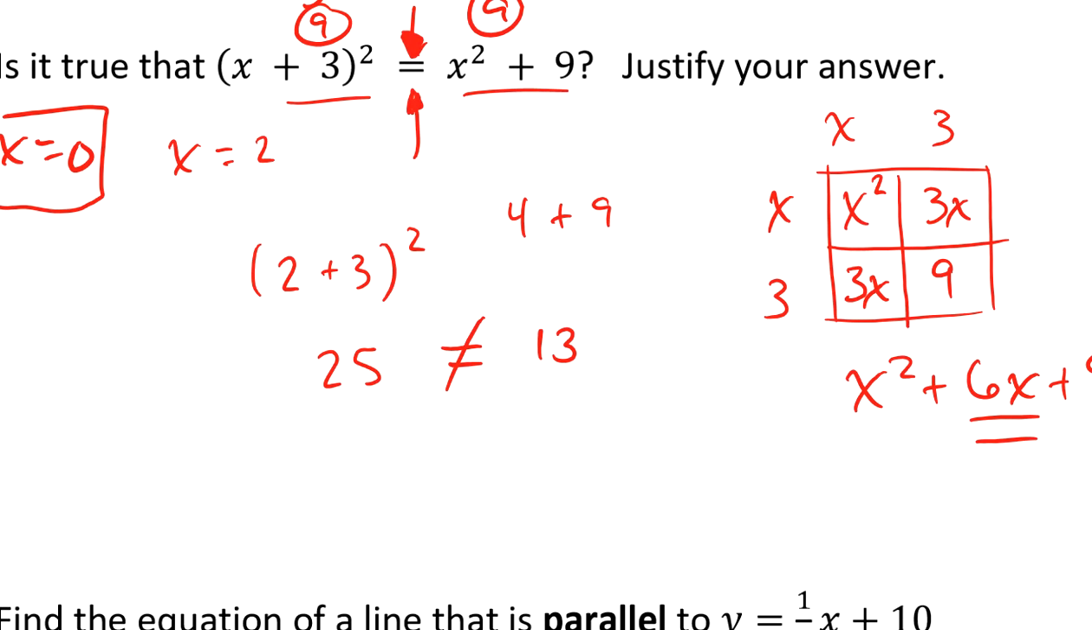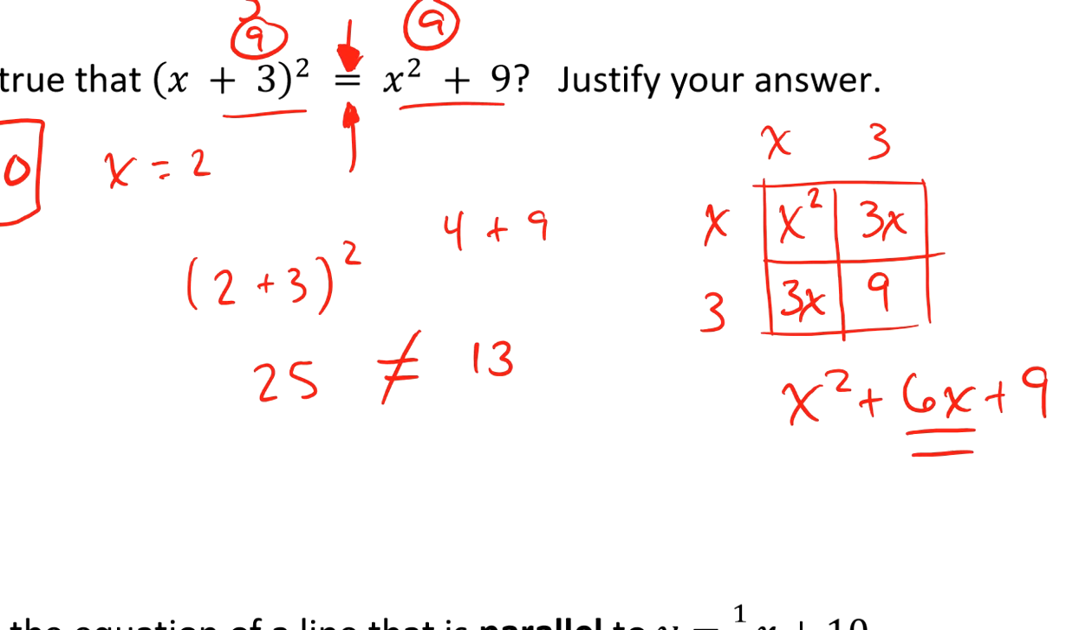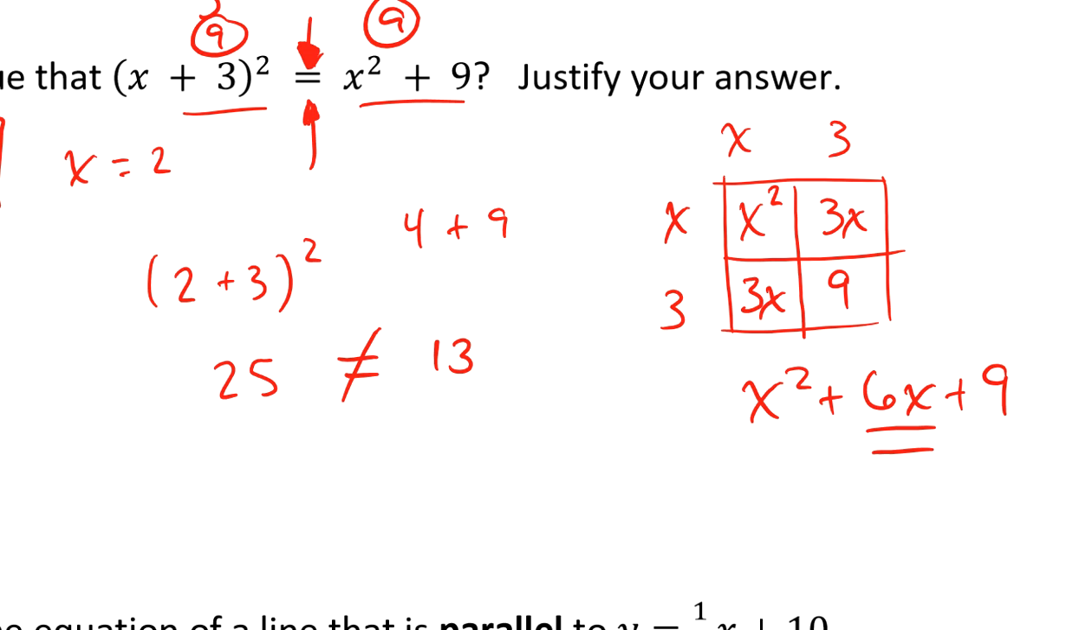So my justification would be, I could probably write down 2 things. First of all, it doesn't work when x is 2, and also when I square x plus 3, I get x squared plus 6x plus 9. And the only time that x squared plus 6x plus 9 is the same as the quantity of x plus 3 squared is when x is 0. So these are not the same, and this is not true.